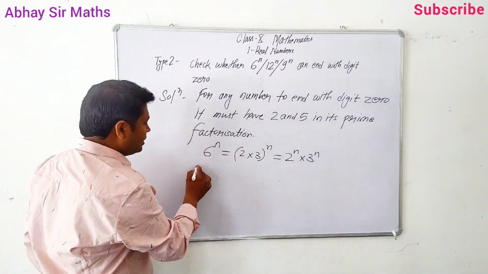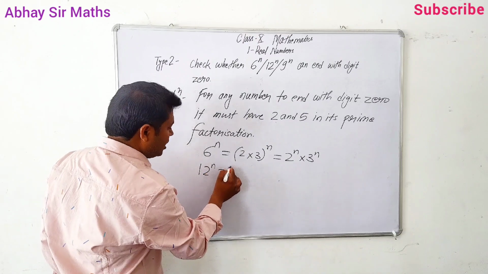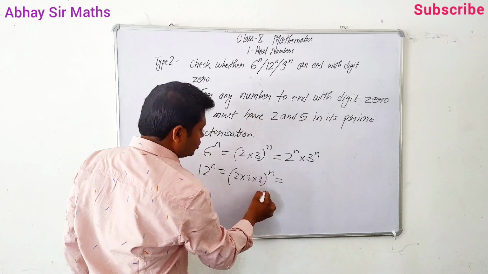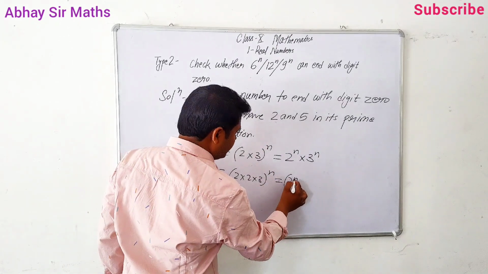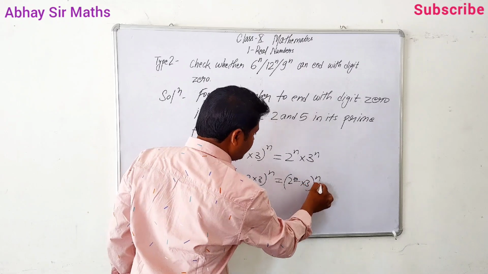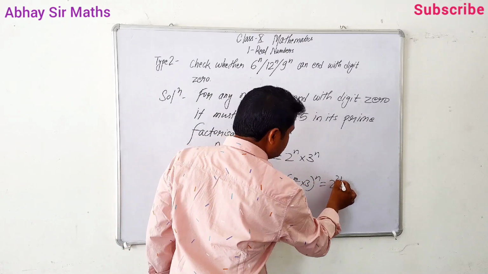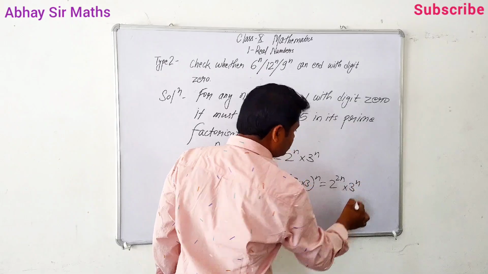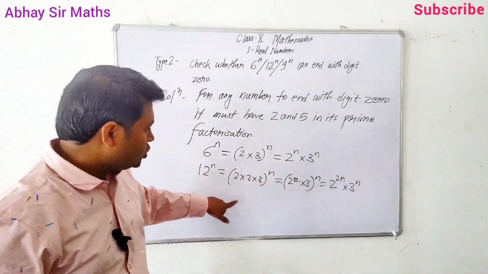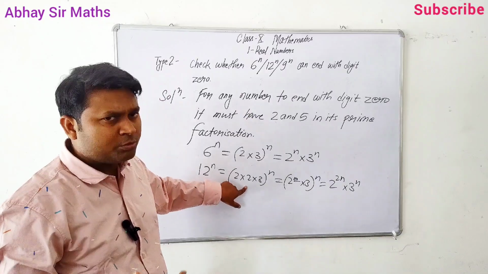Now let us check 12 to the power n. Again, we are having 2 into 2 into 3 to the power n. So this is 2 square into 3 to the power n. So it is 2 to the power 2n into 3 to the power n. Again, there is no 5 here. You can write only up to this, no problem.